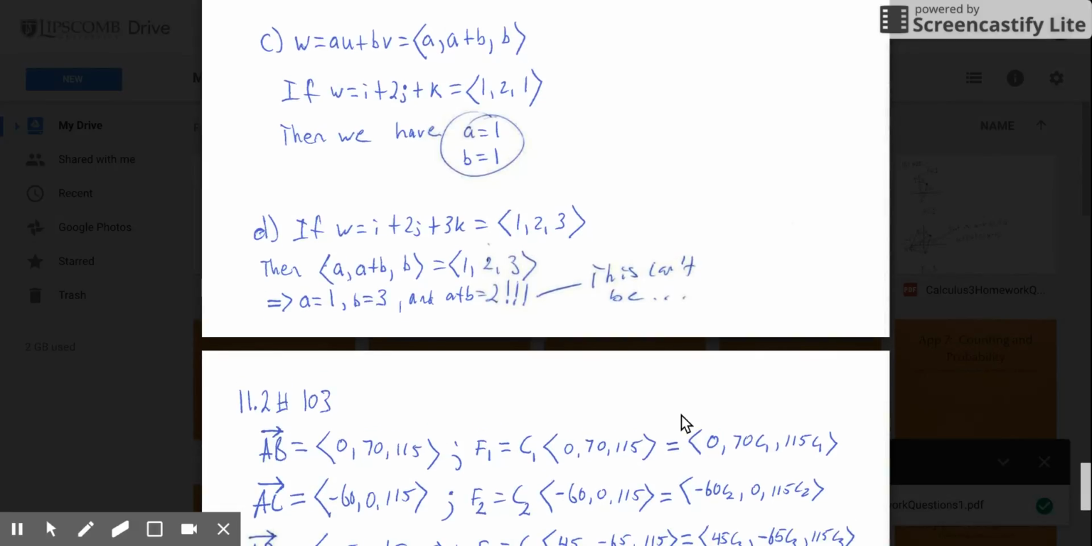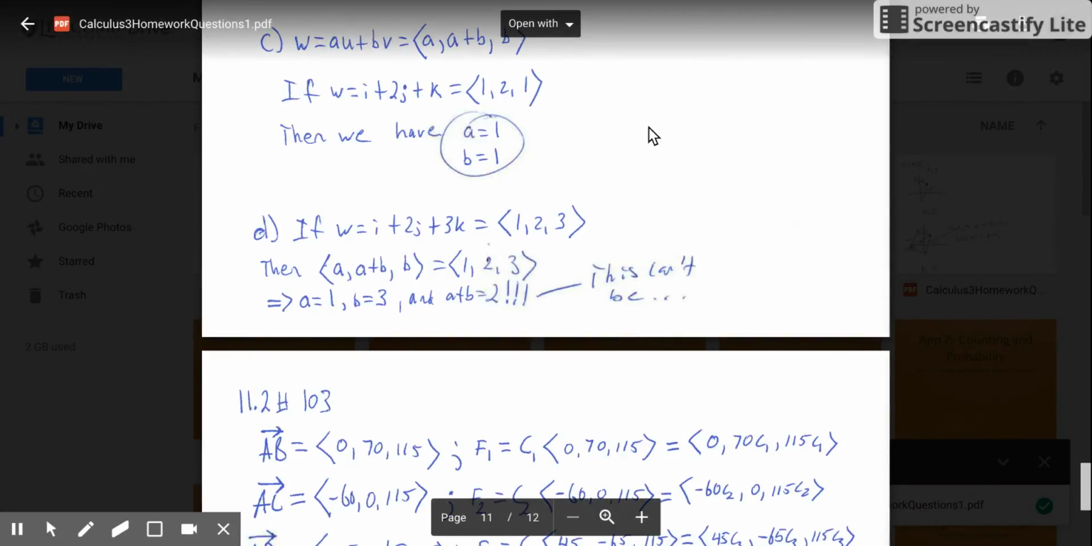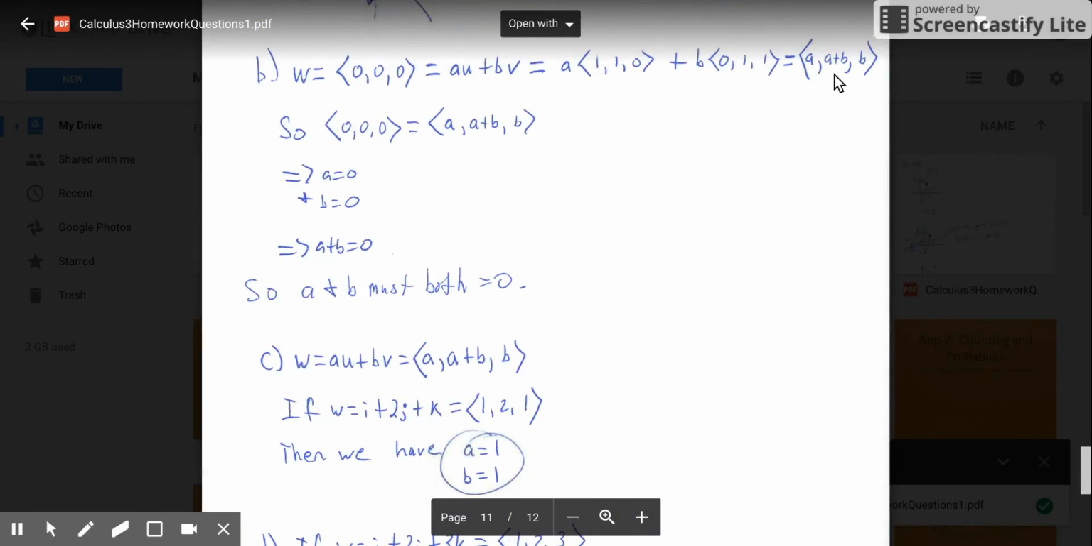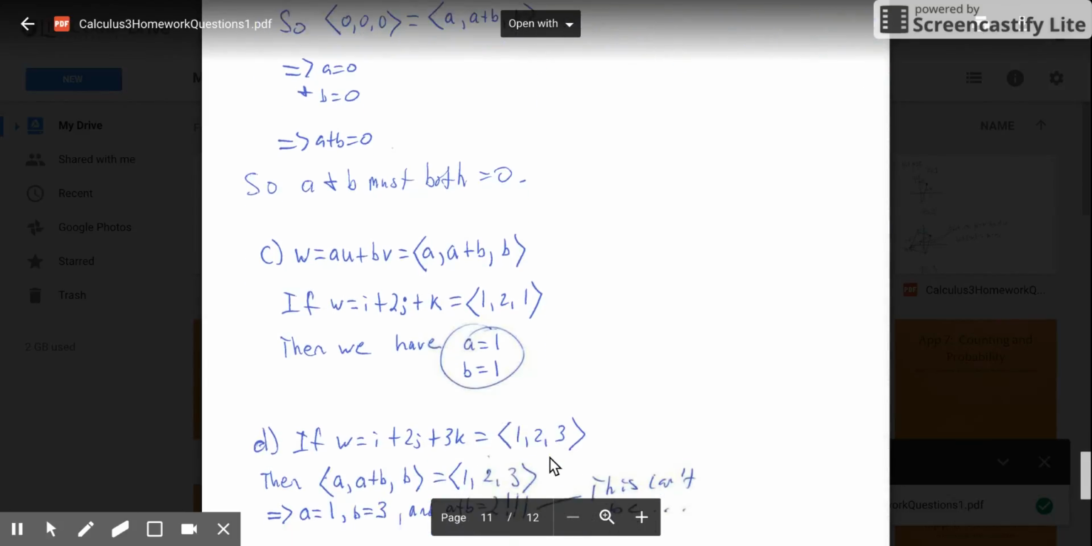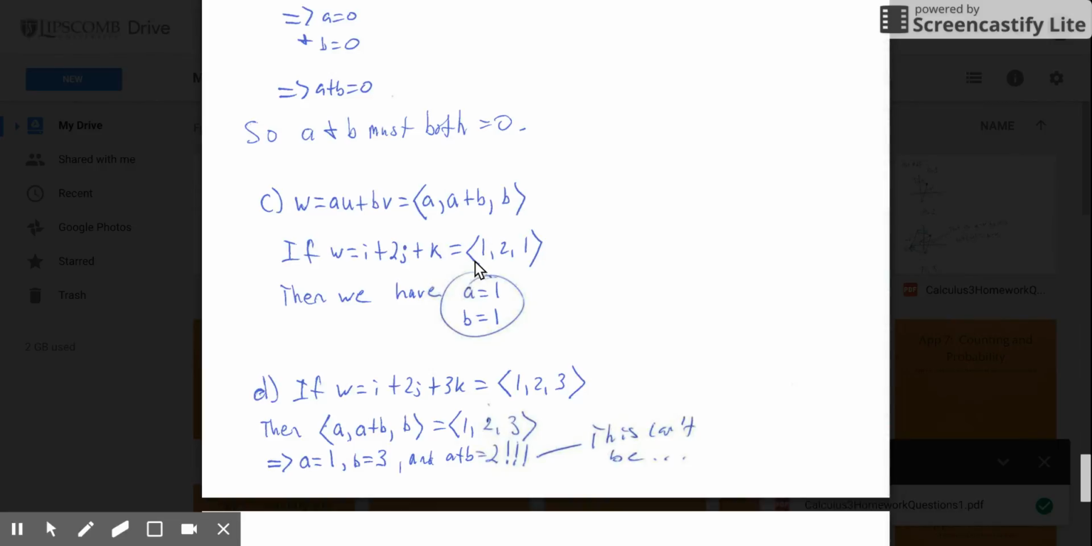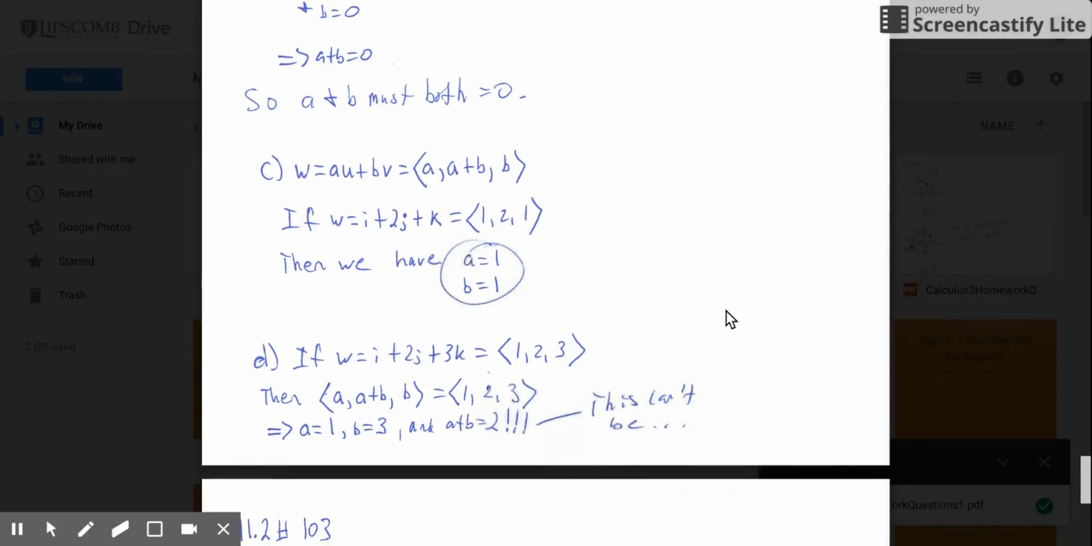C, we are asked to find a and b such that w is equal to i plus 2j plus k. So again, we already found that au plus bv, which is the definition of vector w, we found this in the previous problem, that it's equal to a, a plus b, b. So I'm just reusing that. But if we want it to be equal to i plus 2j plus k, then of course that written in component form would be 1, 2, 1. And so that would mean we need a to be equal to 1, b to be equal to 1, and then of course a plus b would be equal to 2 in that case, making it true.